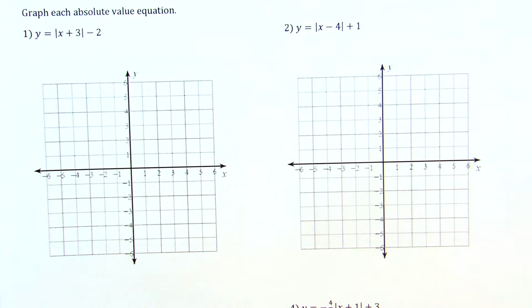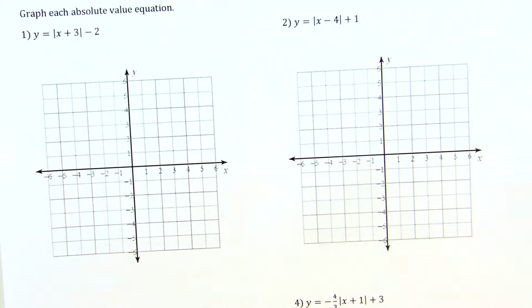Alright, in this video we're going to look at graphing some absolute value functions, and we're going to use sort of the transformation method. We're going to find the vertex and figure out what the slope of the right-hand side is, and that's going to tell us exactly how to graph it.